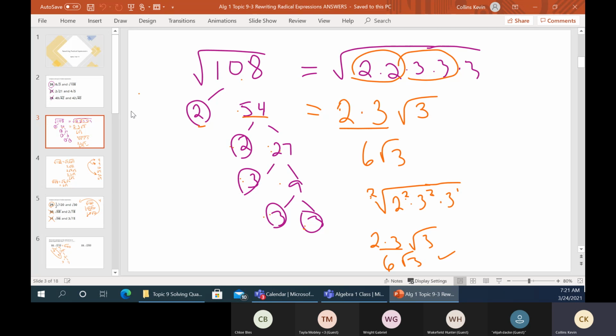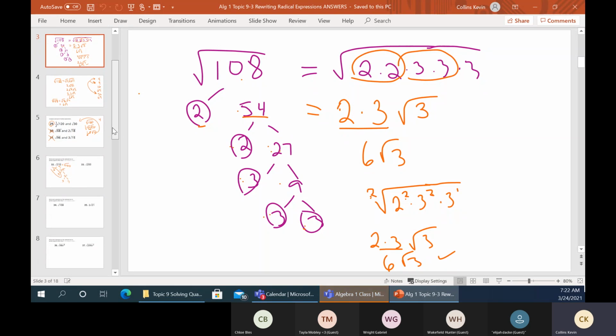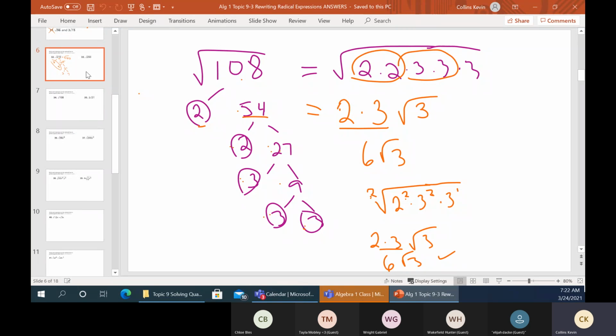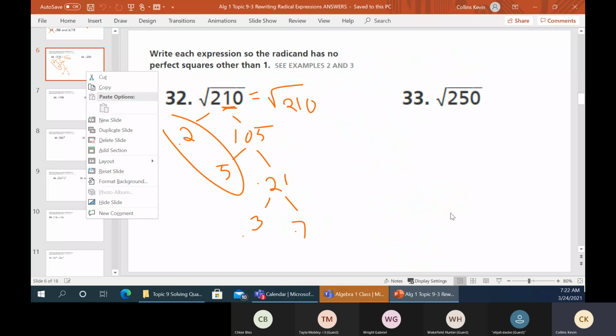All right, so let's go ahead and do a couple more examples. Do you like the first one here? Do you want to try a couple more of these like this? Yeah, we can do that. All right, so let's go ahead and do a couple of those. Let's do this one that way, this 250 here.